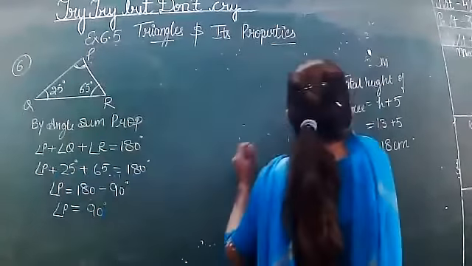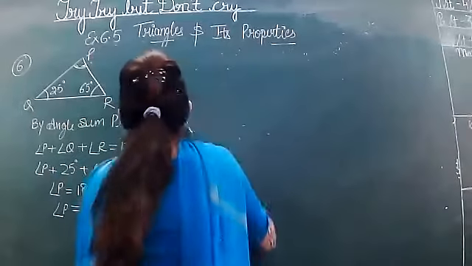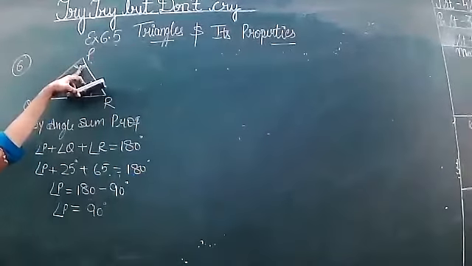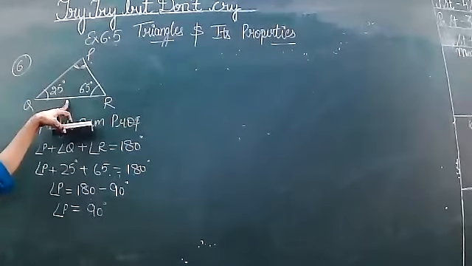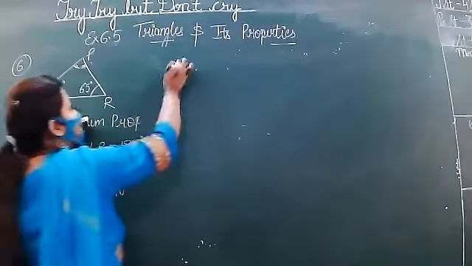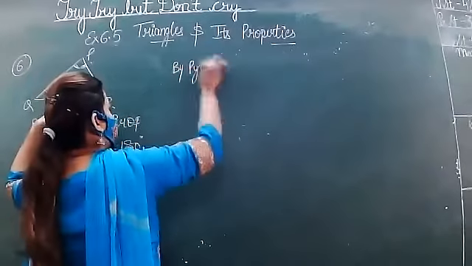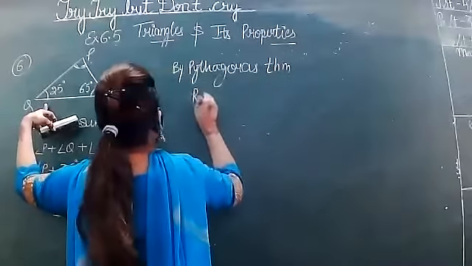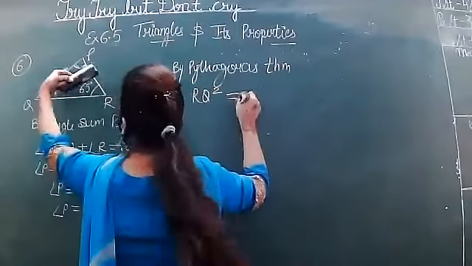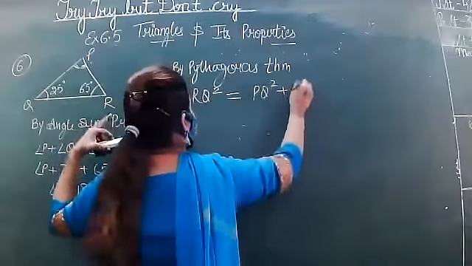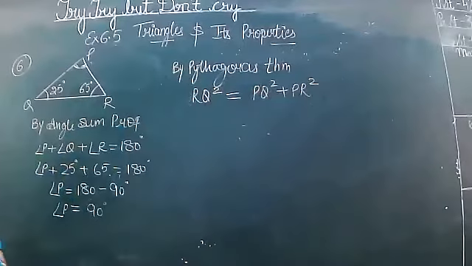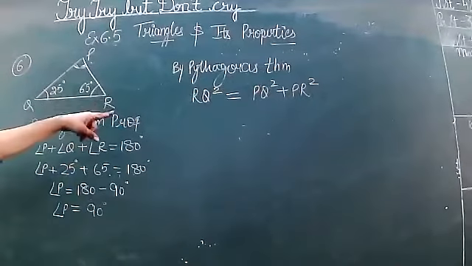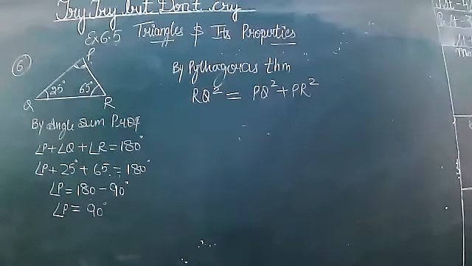If one angle is 90 degree, then the side opposite to right angle is your hypotenuse. So in this, angle P is 90 and the side opposite to this 90 is your hypotenuse. So can we say that by Pythagoras theorem, hypotenuse, ये hypotenuse है, is equal to perpendicular PQ or base PR square. Is it okay? The side opposite to right angle is your hypotenuse. Hypotenuse square is equal to perpendicular square plus base square. So check which statement is matching with this.